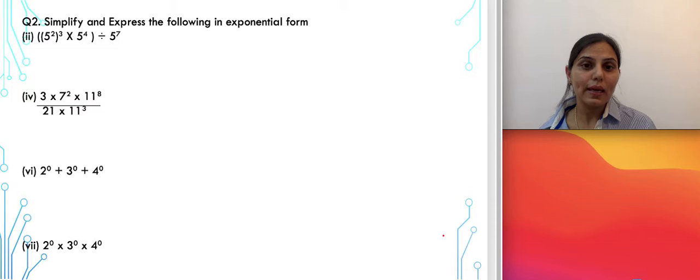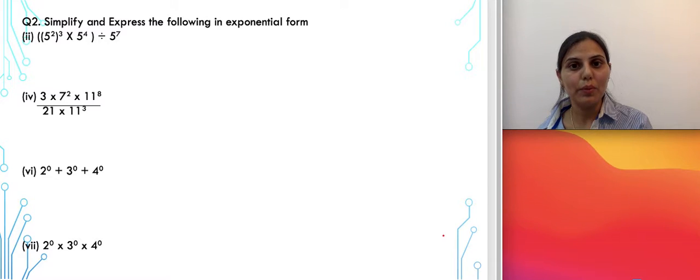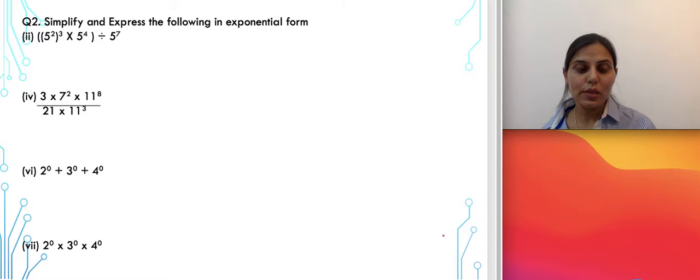Let's begin with second part. I have solved some parts for question number 2. Like I have told you, the more you practice maths and the more you do maths, the more you understand it better. So try and solve the remaining parts on your own. In case you find any problem, you can leave a message in the comment box. So in part 2, if you see, we apply the laws of exponents now.